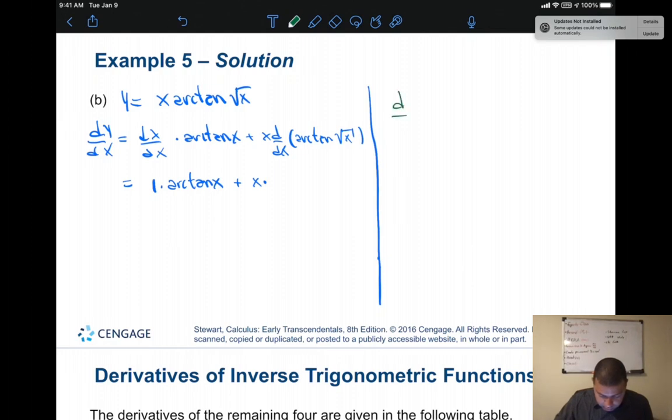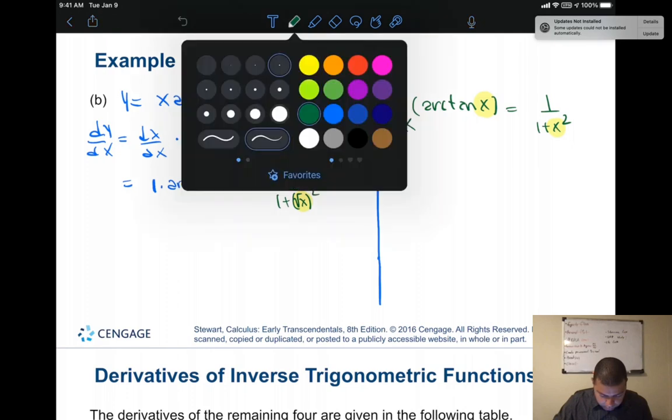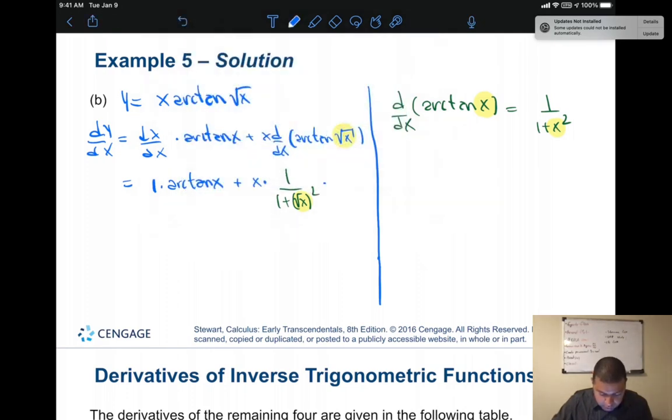d/dx of arctangent x, right? Note the difference. It's not of root x, it's just of x, is 1 over 1 plus x squared. So now, because we're using the chain rule this time, I have to apply square root of x to this. So it's 1 over 1 plus the square root of x squared, from the chain rule, times the derivative of the inside, which is root x, right?